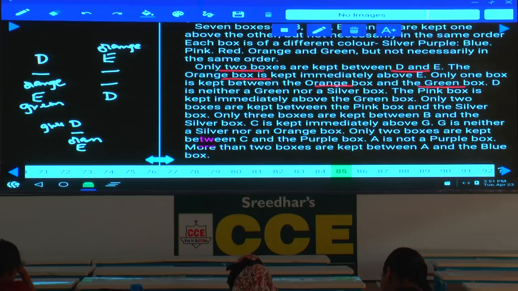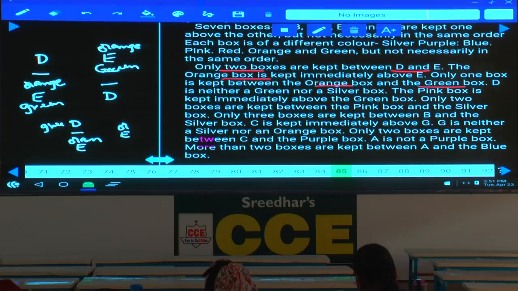And in the second case, between orange and the green there must be exactly 1. Hence this green box can be here. That is one possibility. And the next possibility, orange is here. If orange is here, then it is E, followed by 2 more, and this is D. And before this one, there must be a green box. Done with this? Now, in each of these cases, we have 2 cases separately. Are you following this or not?